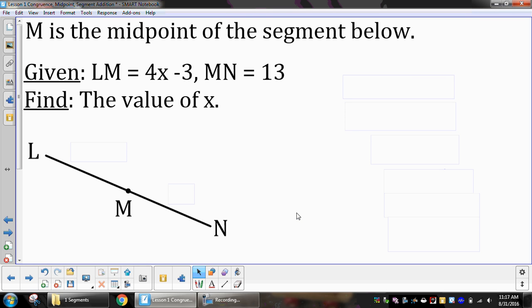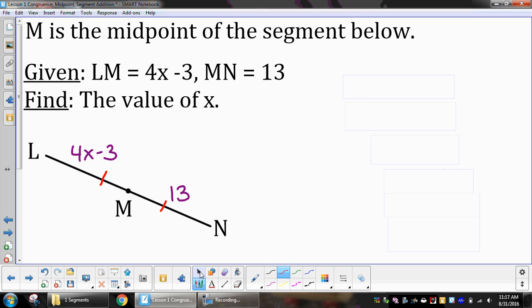We can use that information to write equations and find values of x or any other variable. We'll see this format of information a lot, so I want you to become familiar with it. I'm giving you the length of LM, and I'm going to put that on my picture. I'm also giving you the length of MN. Put that on my picture. I've told you that M is the midpoint, so that means that these two segments are congruent to each other.